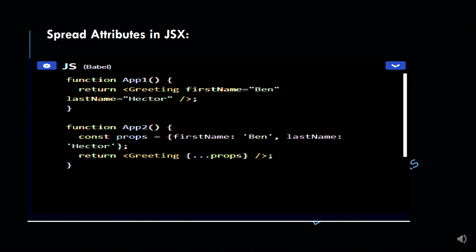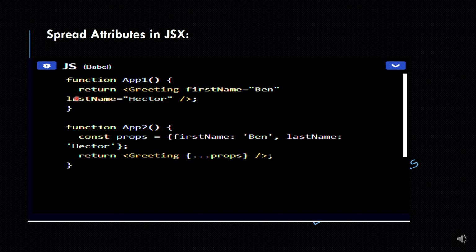Spread operator, spread attribute, sorry, I called it the spread operator. So what is a spread attribute? If you already have props as an object and you want to pass it to the JSX, then you have to use the spread operator to pass the whole props object. These two components are equivalent.